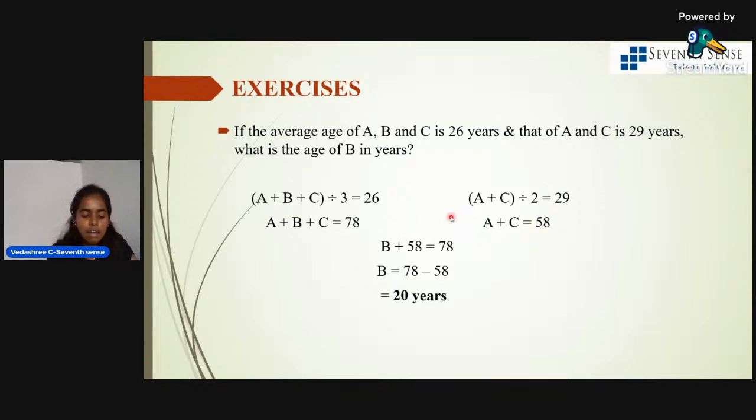So here both averages have been given. Now we need to calculate the value of B. So A plus B plus C is equal to 78 and A plus C is equal to 58. If we subtract, A plus B plus C minus A plus C, we'll get the answer for B, right? So B is equal to 78 minus 58. So here B is left. If we subtract, we'll get 20 years. Understood?